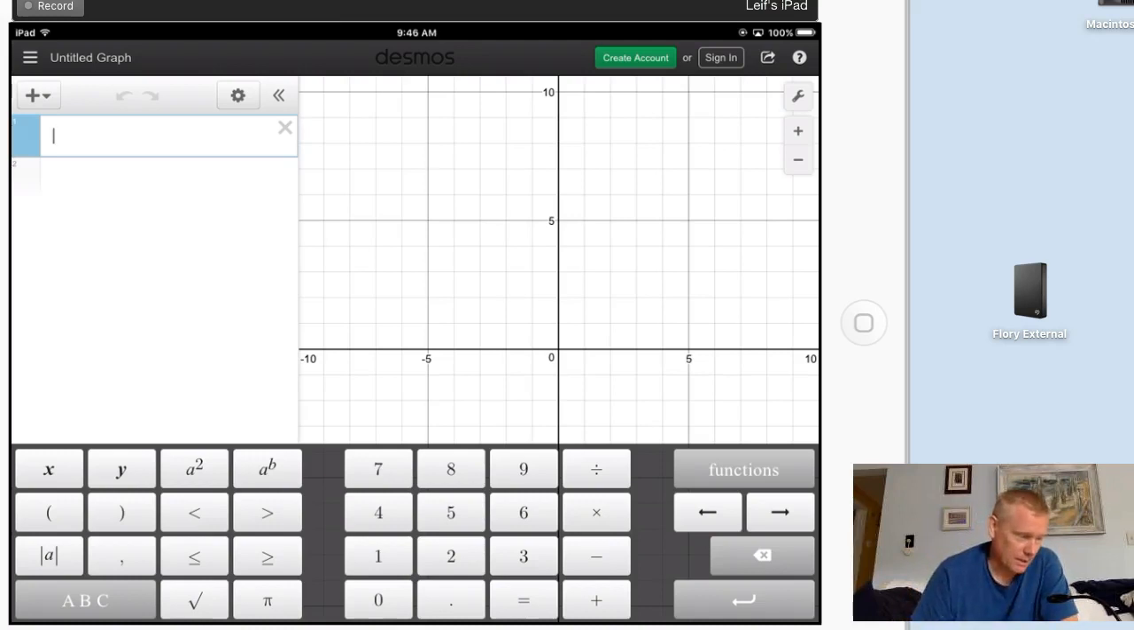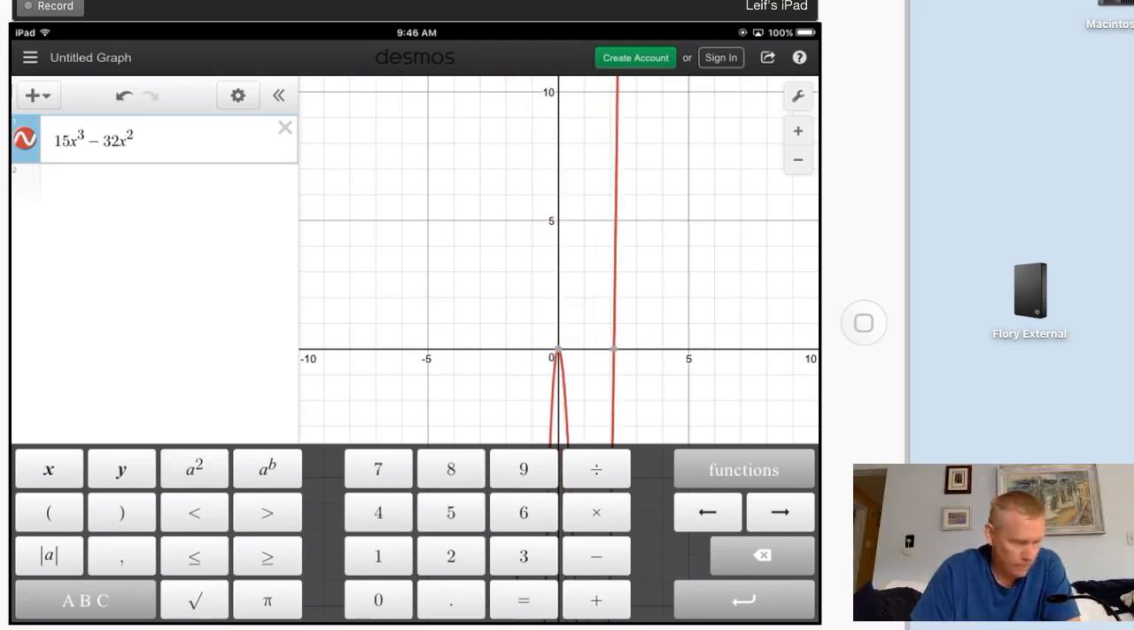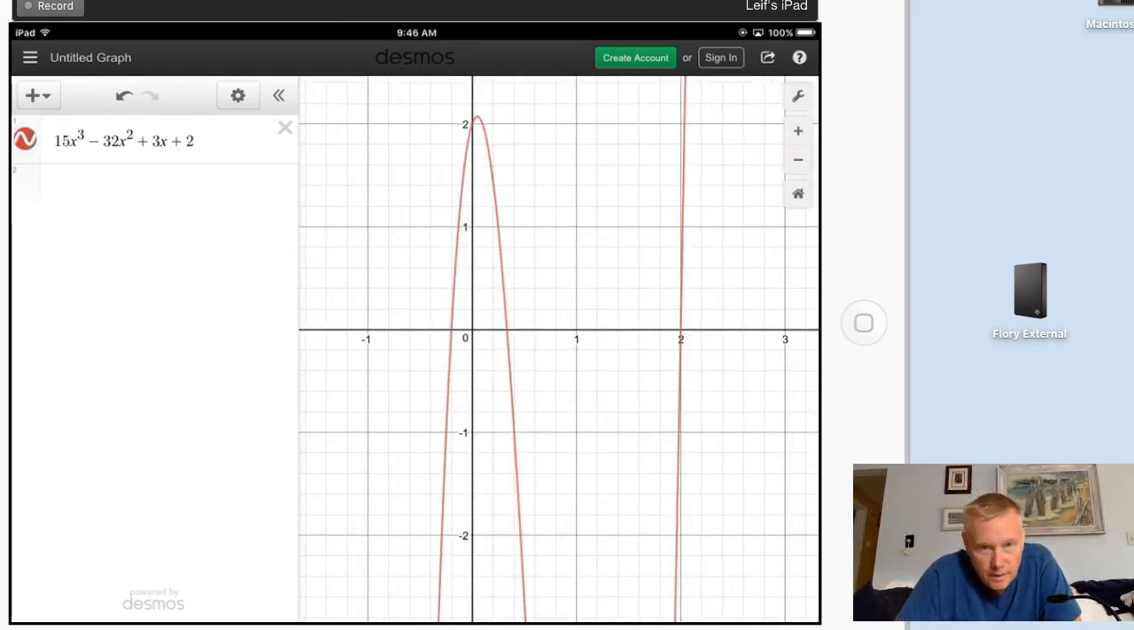Anyway, so if I punch that big 15x to the third minus 32x squared plus 3x plus 2 into Desmos here, what I'm looking for is where it crosses the x-axis. So it looks like, if this is 1, I don't know what that one is, between 0 and 1. But the one that's between 0 and -1, that looks like -0.2. And this one looks like 2. So I've got 2 possible roots that I can work with.